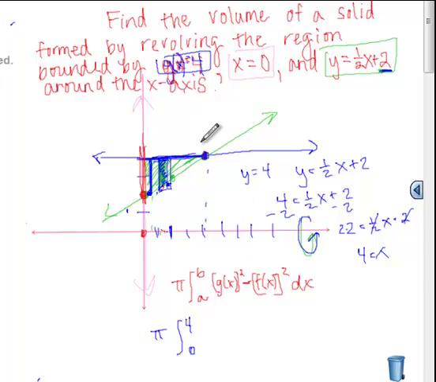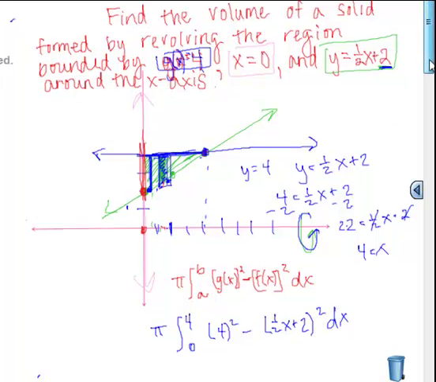G of x, like I said, is 4, so I'm going to take 4 squared minus f of x squared, which is the lower bound of this region. We're just going to plug that in: 1/2 x plus 2 squared, and then we've got our dx.